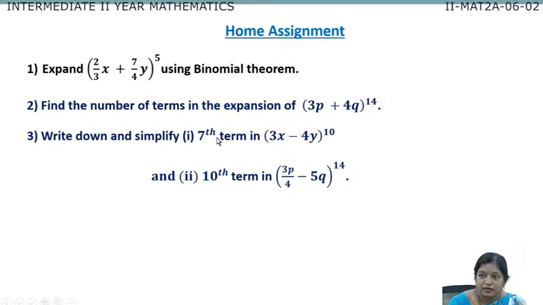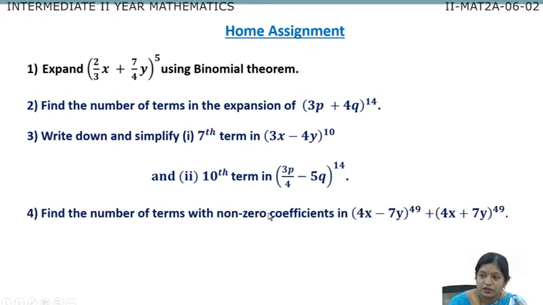Write down and simplify the 7th term in (3x - 4y)^10 and the 10th term in (3p/4 - 5q)^14. Find the number of terms with non-zero coefficients in (4x - 7y)^49 + (4x + 7y)^49.